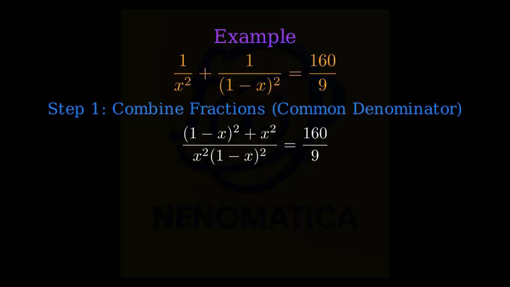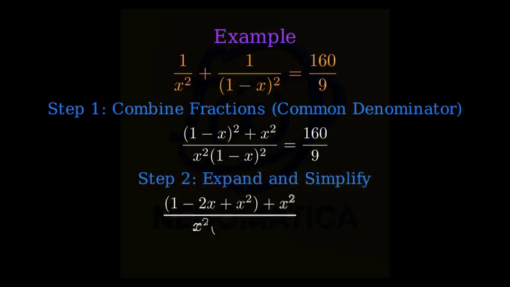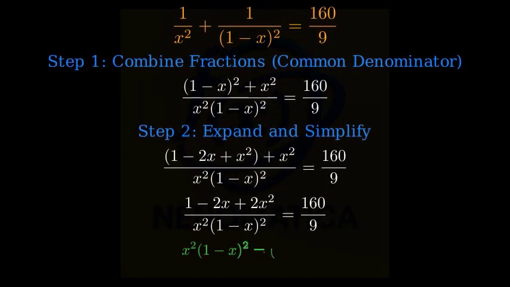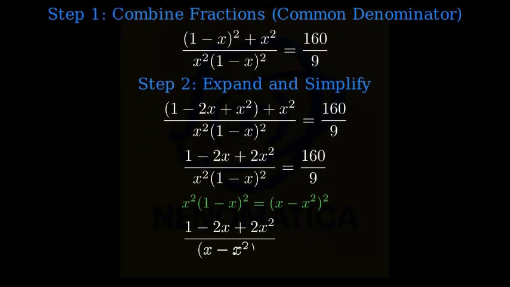Step 2. Expand and simplify. Expanding (1 minus x) squared gives 1 minus 2x plus x squared, so the numerator becomes 1 minus 2x plus 2x squared. For the denominator, notice that x squared times (1 minus x) squared equals (x minus x squared) squared. Step 3. Substitution.